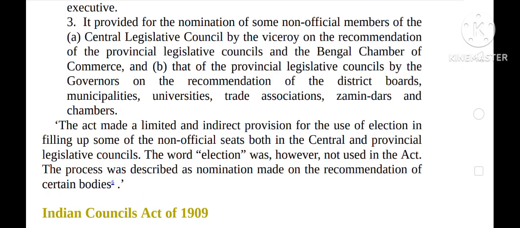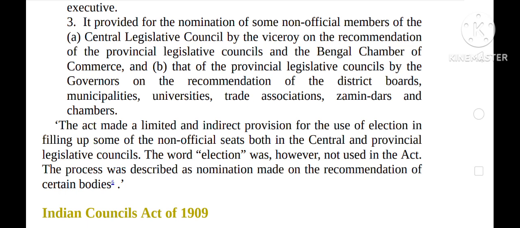It provided for the nomination of some non-official members of the Central Legislative Council by the Viceroy on the recommendation of the provincial legislative councils and the Bengal Chamber of Commerce, and that of the provincial legislative councils by the governors on the recommendation of the district boards, municipalities, universities, trade associations, zamindars, and chambers.